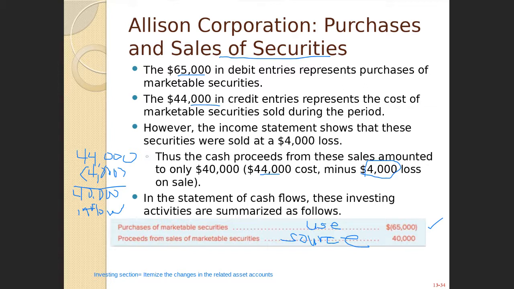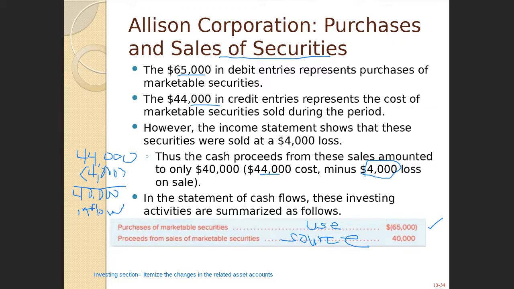And remember, though, that when you look at the asset accounts, you're looking at the changes in those asset accounts, but you only have the balances there. So you're going to have to rely on the additional information section heavily, for the investing section and for the financing section as well.